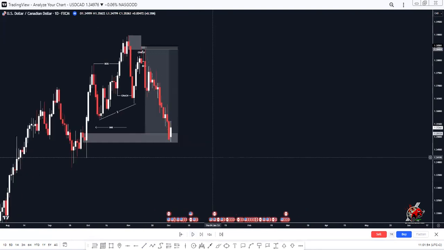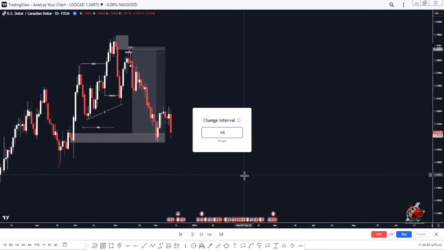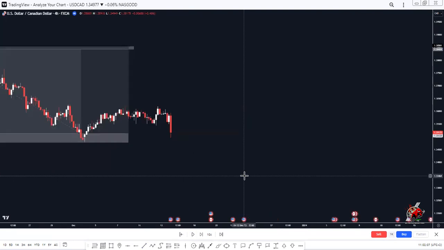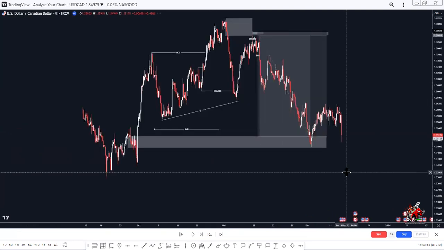Okay, boom, just like that. As you can see, guys, take profit hit. Let's go to 4 hours. As you can see, you could have capitalized 21% on this single trade, guys. Single trade.